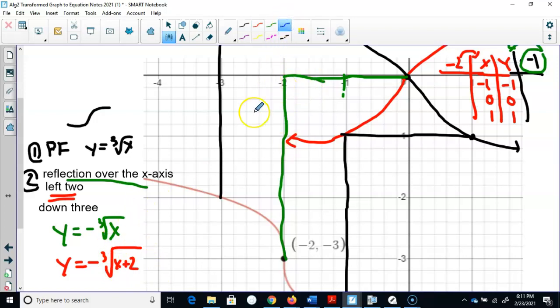And then finally, I went down 3. That's in the y direction. So that's outside the grouping symbol, -3.